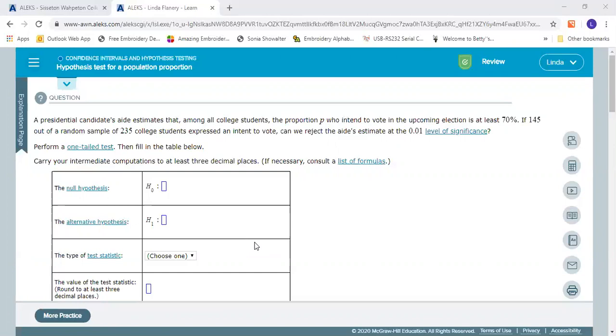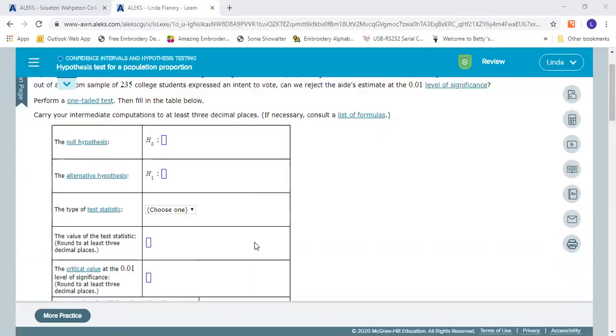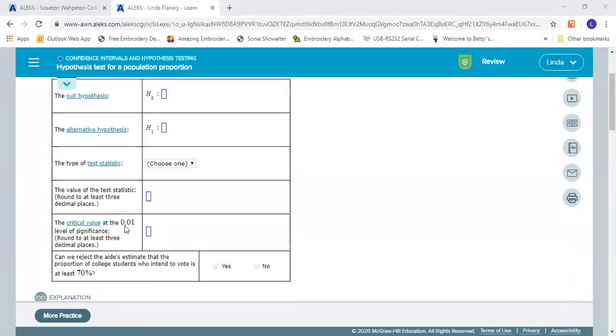My p-value is 0.003. This question doesn't ask for that, but just as a way to compare, because I can find the answer to my question either by using the critical value or doing the p-value. So in this case, they wanted the test statistic. They want the critical value at a 0.01 level.